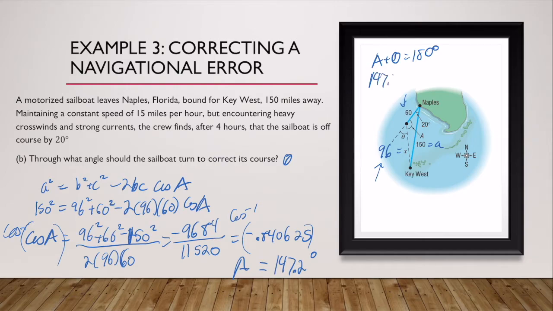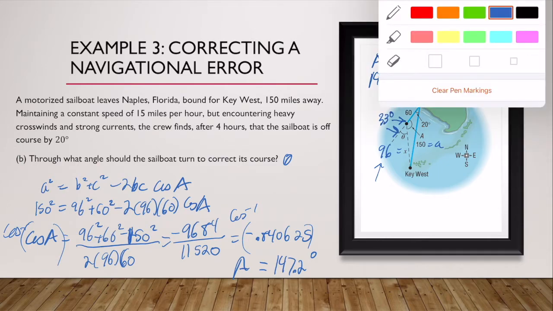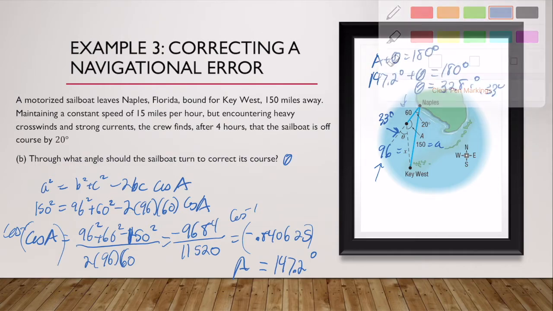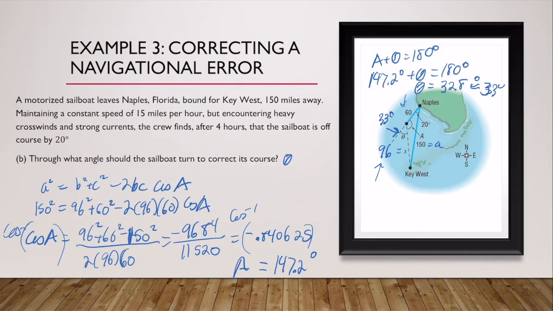So in order to correct our angle, I have that 147.2 degrees plus theta is 180 degrees. So theta is 32.8 degrees. So let's say that's 33 degrees. So I need to change my angle 33 degrees to correct my course. That's the answer. Our answer is not A, so be careful. Our correct answer is theta, which is 33 degrees.